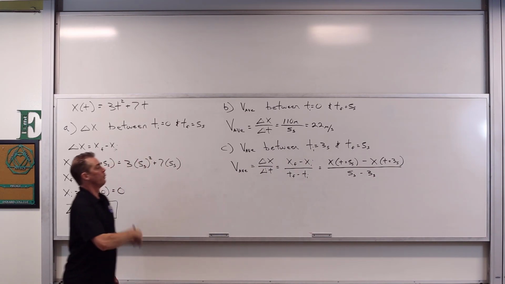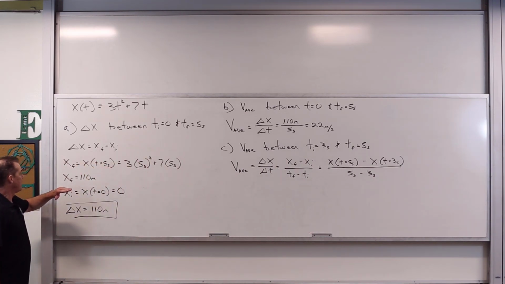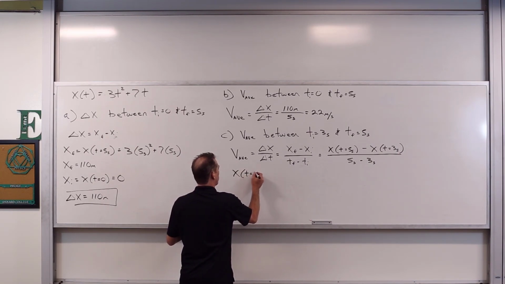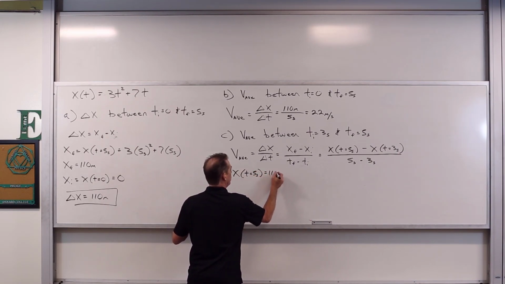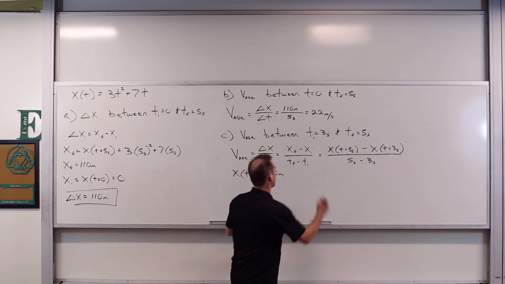So what do we need? We need x of t equals 5 and x of t equals 3. We've already got x of t equals 5. It's right here, 110 meters. So x of t is equal to 5 seconds was equal to 110 meters. So all that we really need left is x of t equals 3.